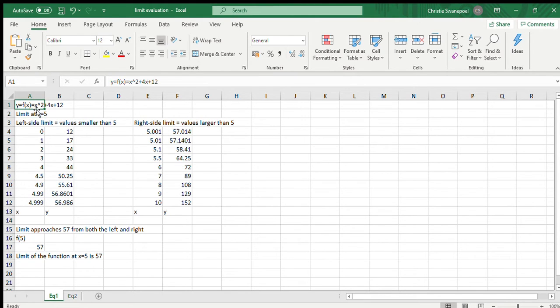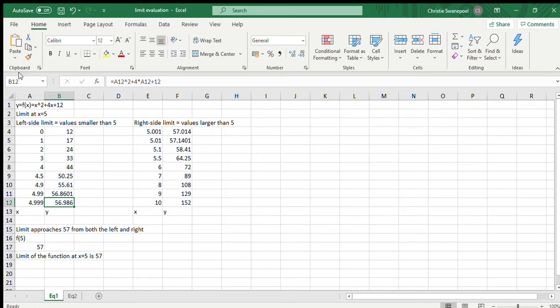Suppose we have a function y equals f of x, and the function is x squared plus 4x plus 12. Suppose we want to evaluate the limit at x equal to 5. The left side limit means we have to take values smaller than 5, so 0 up to 4.99, this is our x values.